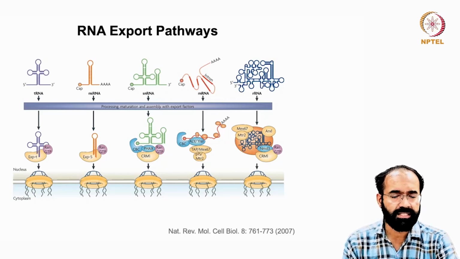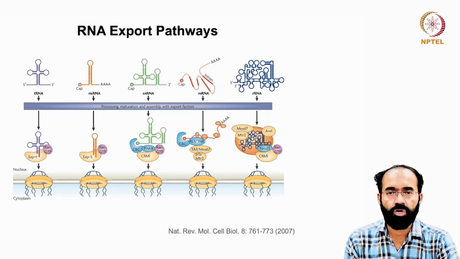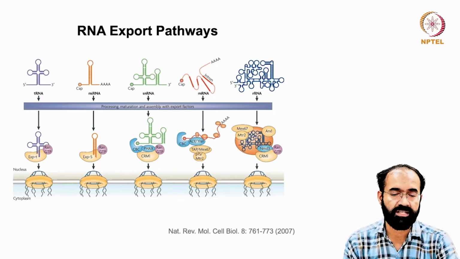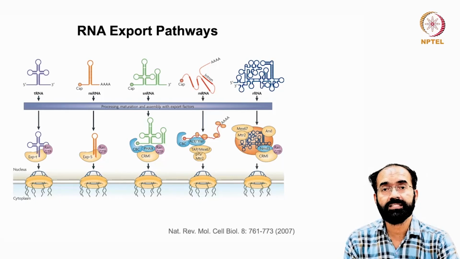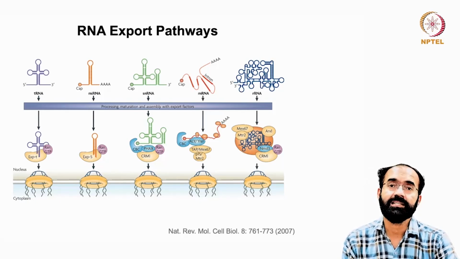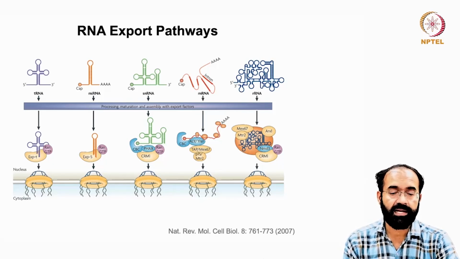You can also see the associated proteins, like here exportin T, here exportin 5, and here you can see CRM1. Each of these molecules has a different set of associated proteins, and these associated proteins help in two ways. One is recognizing the nature of the cargo, whether it is a tRNA, an snRNA, or a microRNA. This recognition is done by these proteins.